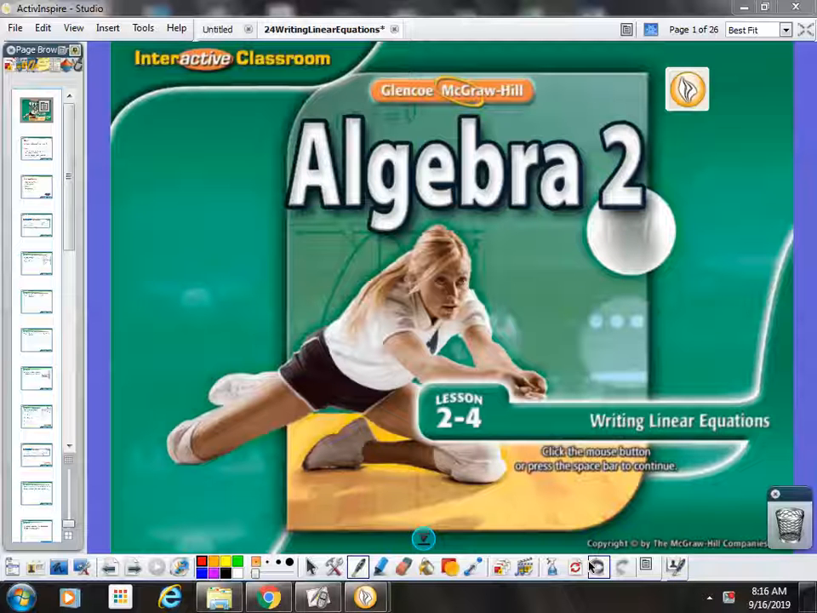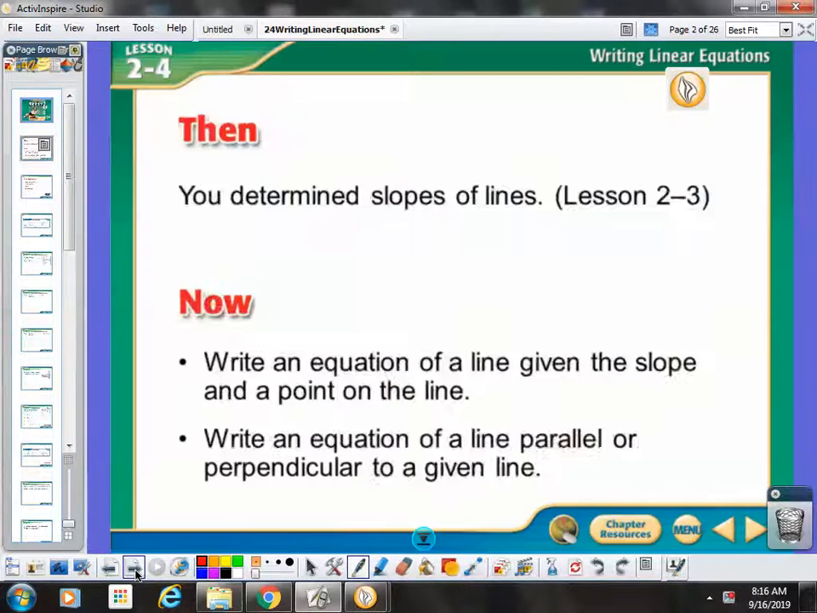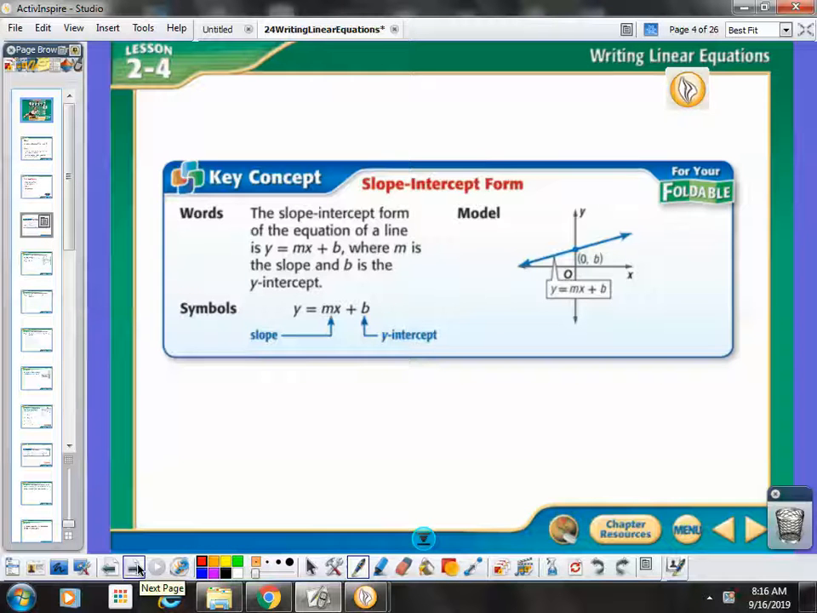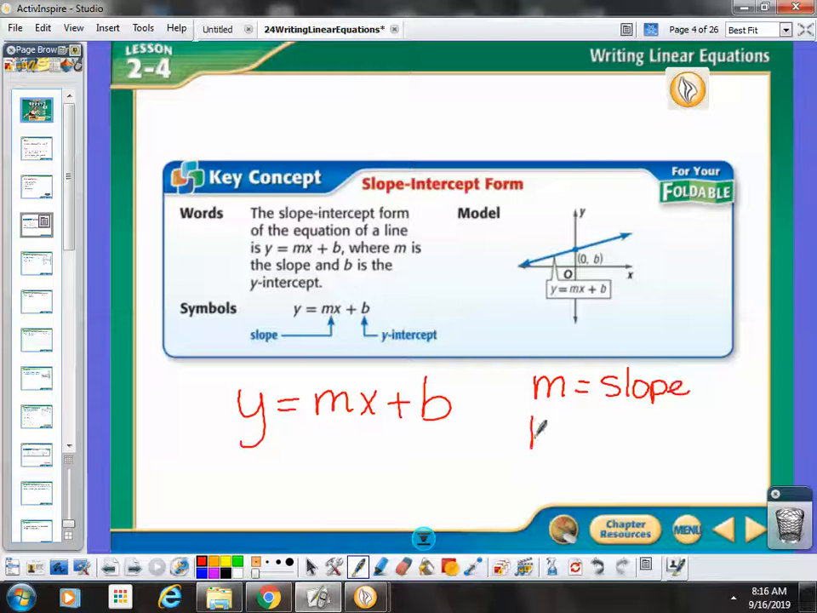We are going to use slope-intercept form to do this. Hopefully you remember that as well. Slope-intercept form is y equals mx plus b. In order to write an equation using this form, what two things do we have to have? Slope and a y-intercept. We have to have an m, a slope, and we have to have a b, a y-intercept. Sometimes they'll give us that information, sometimes we have to use the information they give us to find one or both.